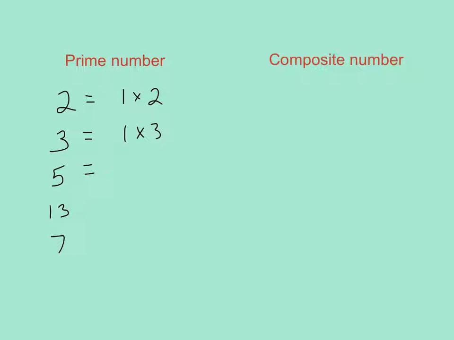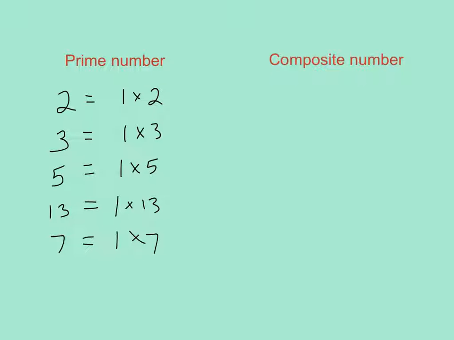So prime numbers are any numbers where the only factor is 1 and itself. The only numbers you can multiply to get to it are 1 and itself. Composite numbers are numbers with more than two factors.